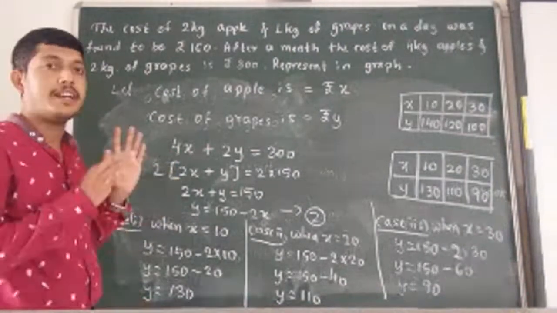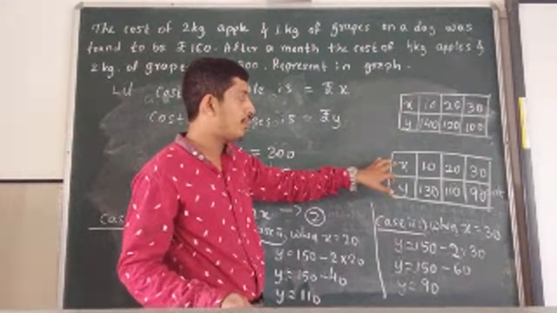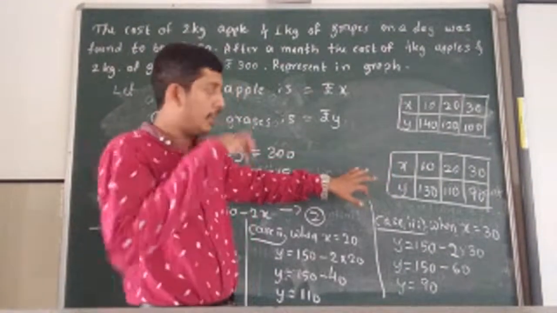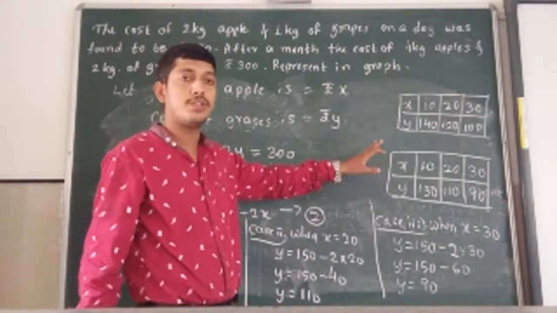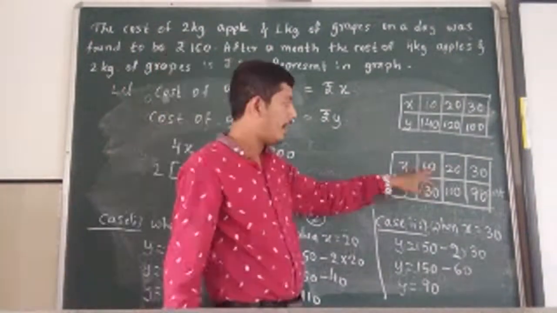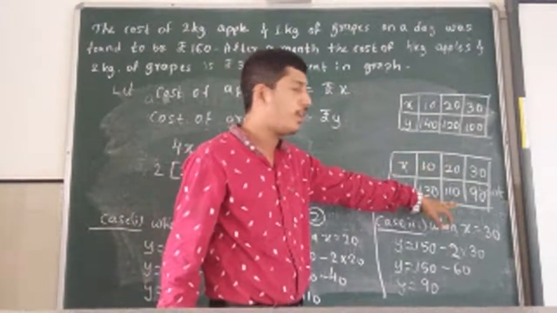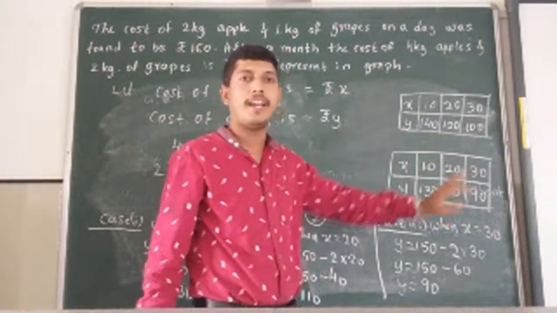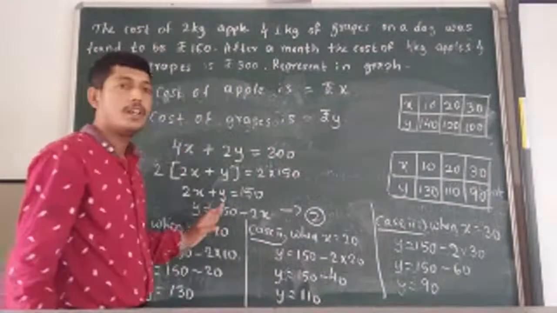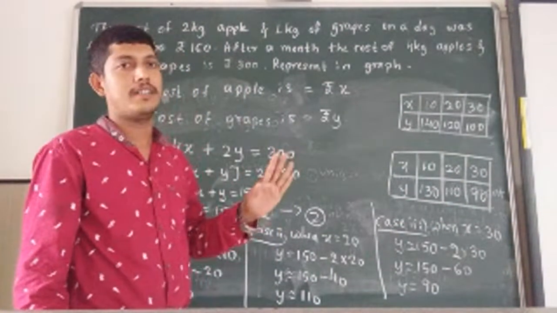Now already in the graph you drew the first line. Now we have to use these values of x and y. So that means you have to use the coordinate points of the second equation. That is x comma y: 10 comma 130, then 20 comma 110, then 30 comma 90. Then you have to mark the points in the graph and draw the line.